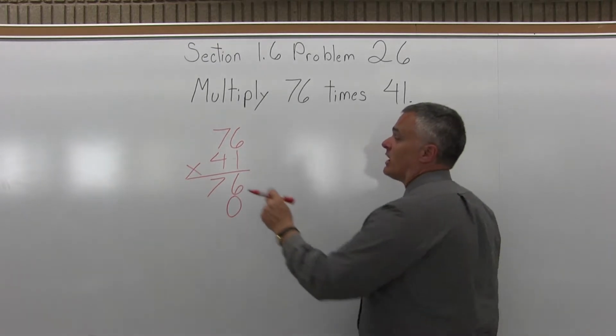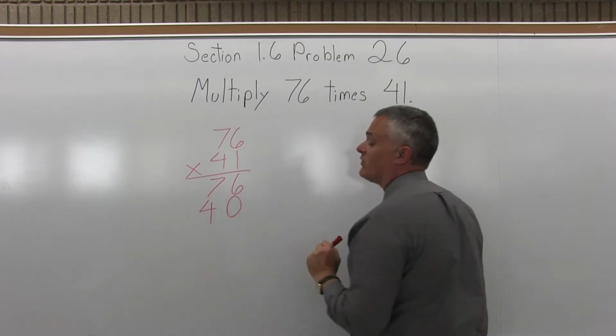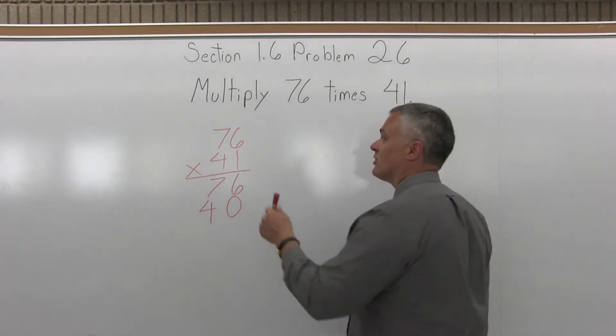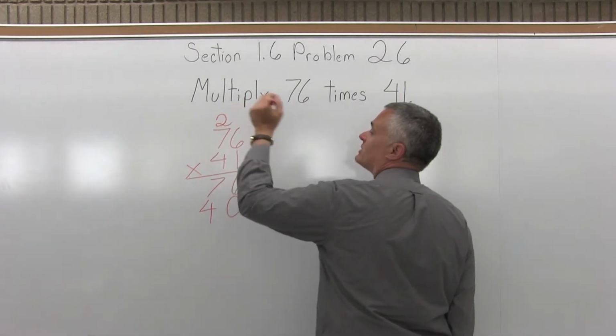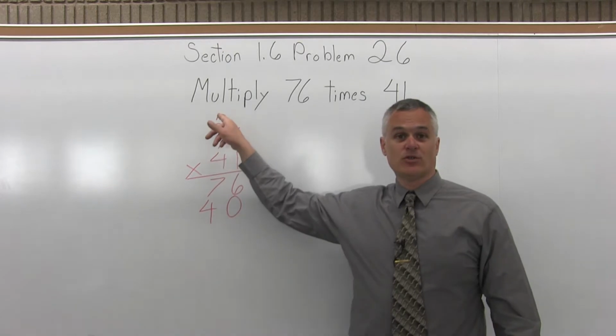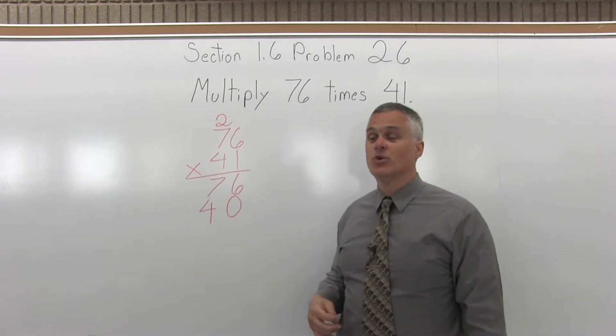Now I can multiply 4 times 6. 4 times 6 is 24. So I put the 4 from the 24 in the column where I'm working. I carry the 2 from the 24 to the top of the next column. And now I will multiply 4 times 7 and add the 2 that I carried. 4 times 7 is 28, then 28 plus 2 more is 30.